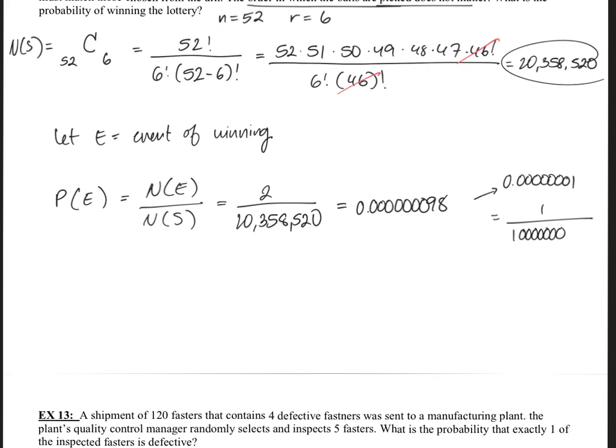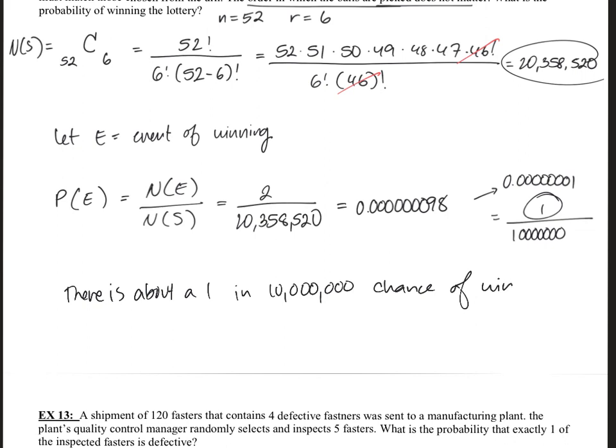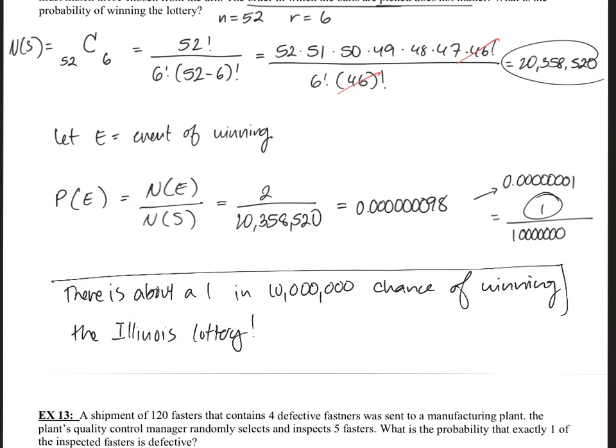So that means that there is a 1, or about a 1 in 10,000,000 chance of winning the Illinois lottery. That is insane. But technically there's still a chance. So go for it if you want.